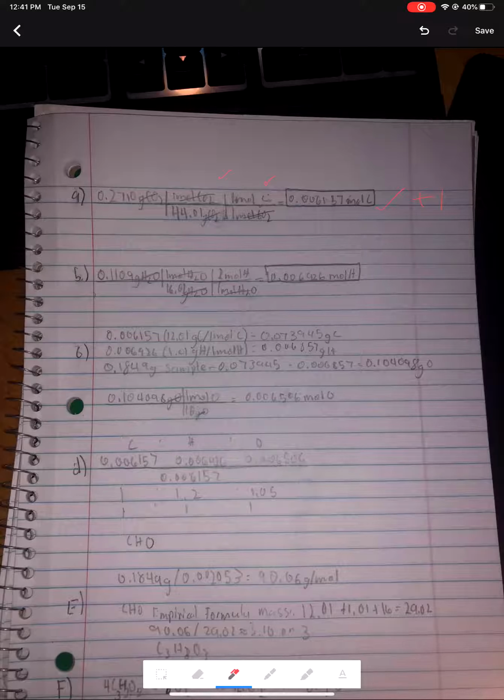That deserves plus 1 point. Yes, all this work for 1 point. The next part, you have grams of H2O, which you convert to H. This part is correct, the mole ratio. Unfortunately, this part is not.